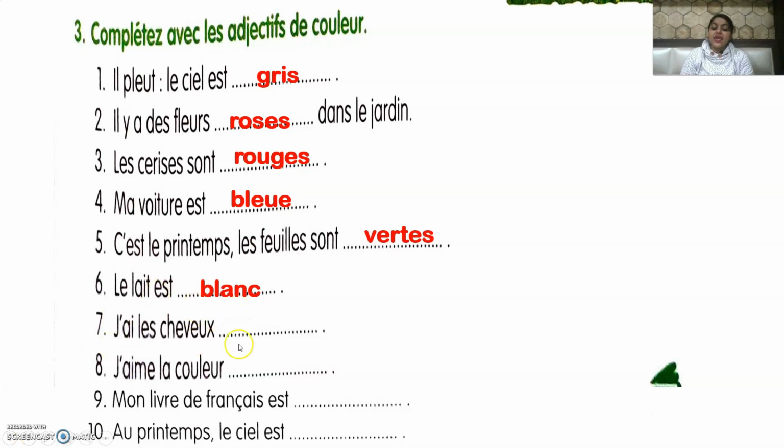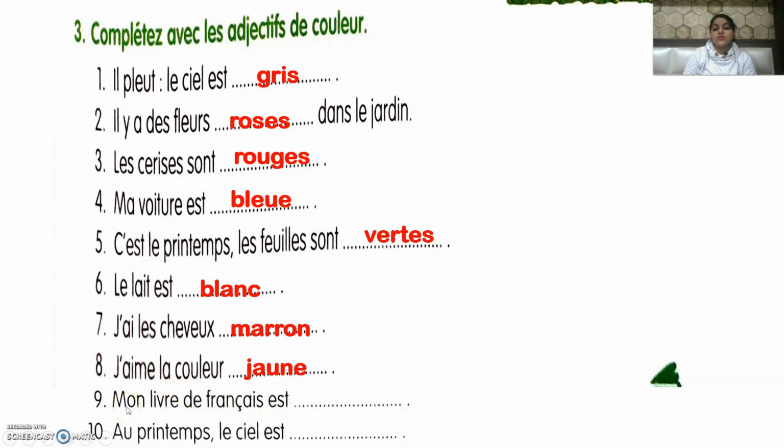Seventh one, j'ai les cheveux dash. That means I have which color here? So I have written here j'ai les cheveux marron. That means I have brown hair. Eighth one is j'aime la couleur dash. That means I love which color? So I have written j'aime la couleur jaune. I love yellow color.